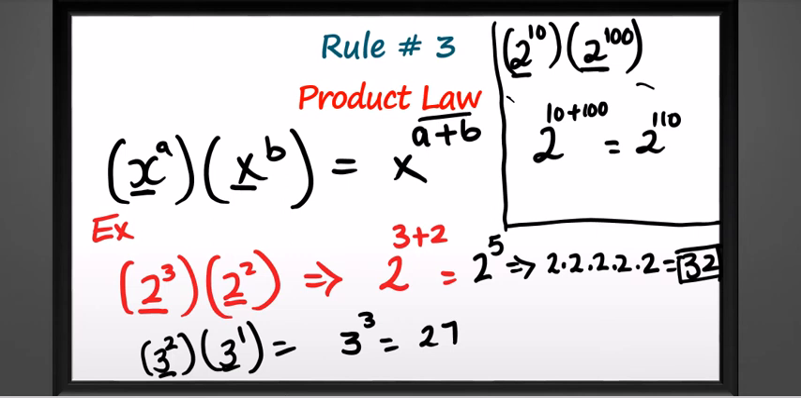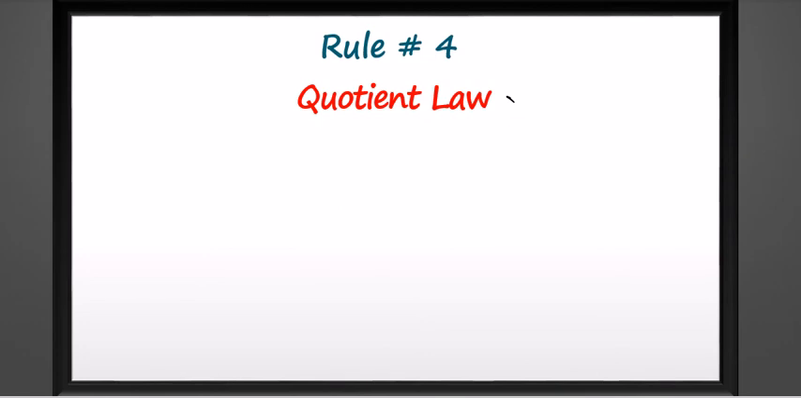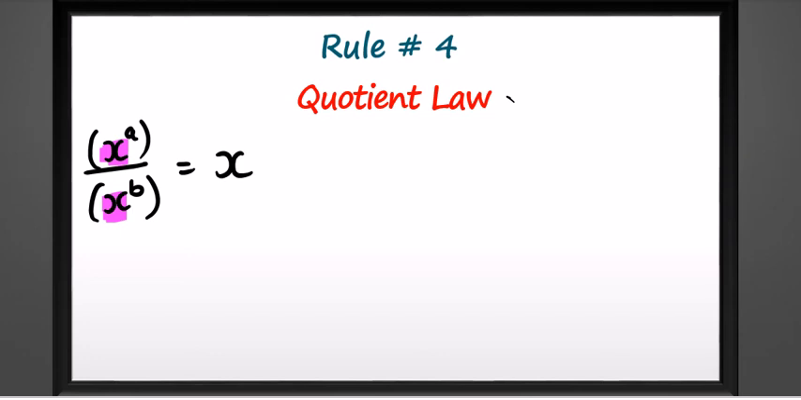Alright, so we're going to move on to rule number 5. It's called the quotient law, or the division. Okay, so in this one, let's say you have x to the power a divided by x to the power b. The common thing you have to notice here is we have a same base. When we have a same base, we keep the base as it is. In a quotient law, we are going to subtract the exponents. It will be a minus b. Let me do some examples, show you why we really subtract it.